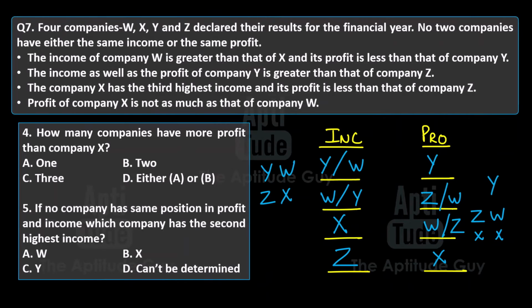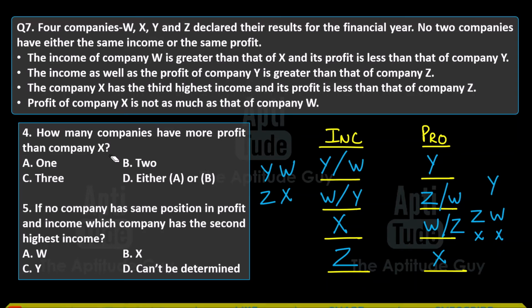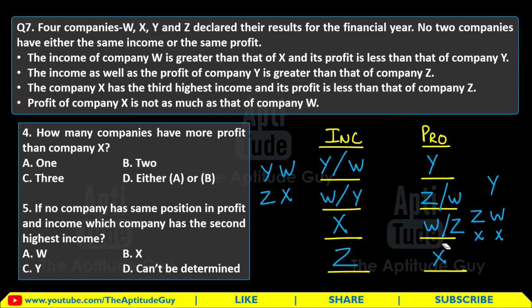Question number 4 says, how many companies have more profit than company X? Very simple. X has the least profit. So how many companies have more profit than X? All the other three. So the answer is option C.